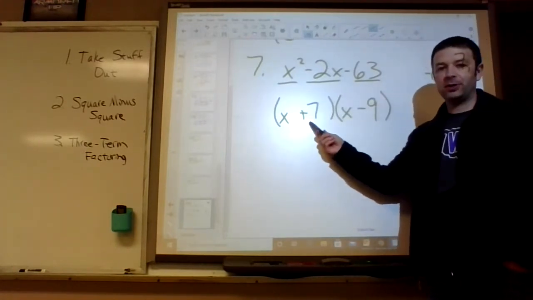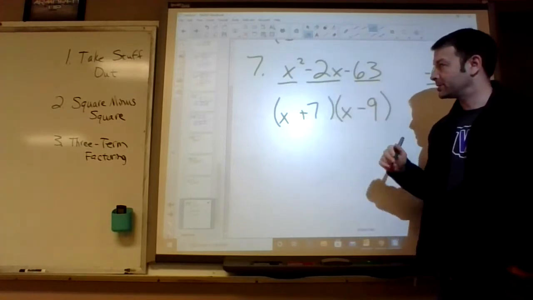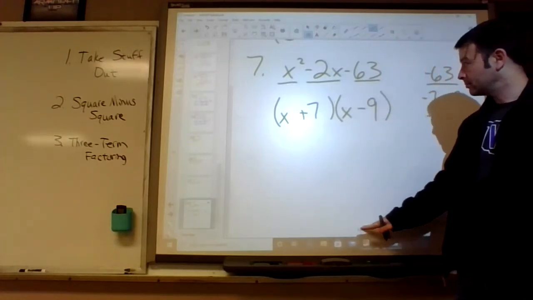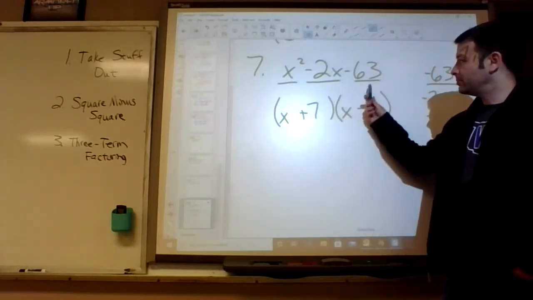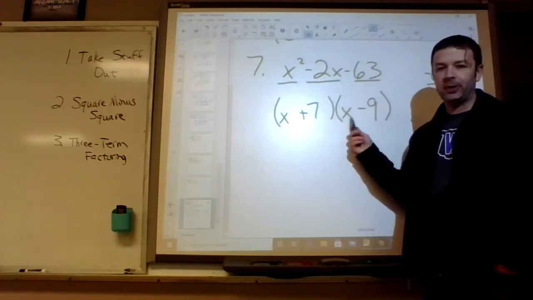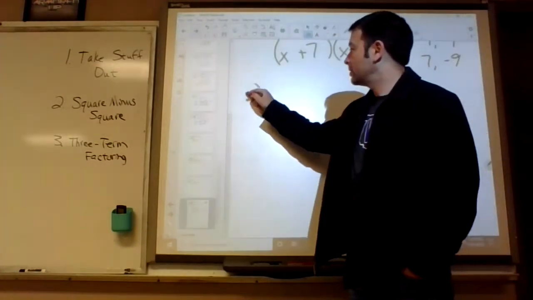Again, if you FOIL this, it should go back to that. You don't have to, but that's how it works. More things go into 63 besides 7 and 9, but this is the only pair that could add up to negative 2. Okay, number 9.